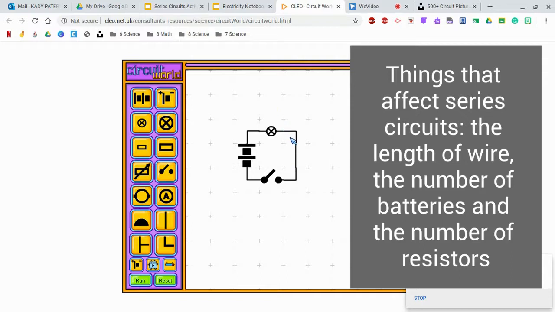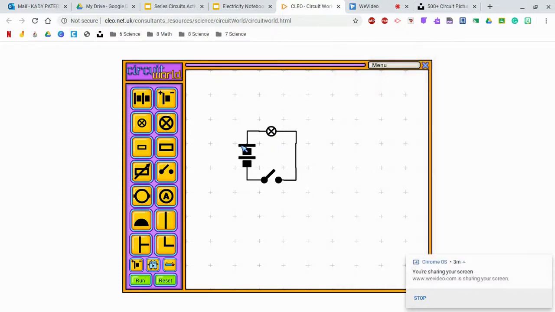The other thing that can affect it is the length of the wire. If you have a really, really long path between your switch and your bulb and your battery, it's going to burn less bright than if you had a more straightforward path. And of course, the number of batteries, because the more batteries you have, the stronger the power is going to be, right?